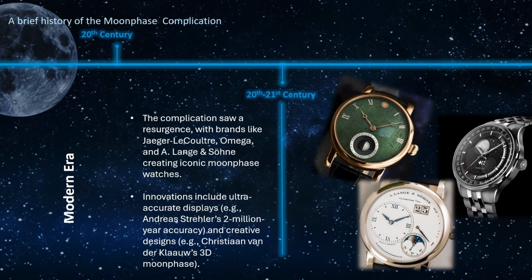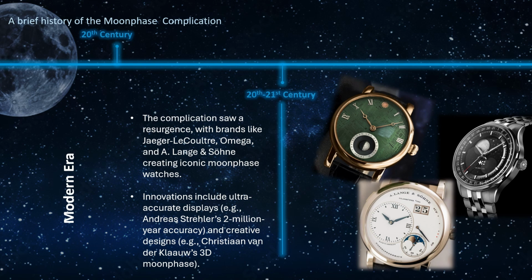Modern interpretations. In the late 20th and early 21st centuries, the moon phase complication experienced a resurgence in popularity. Watchmakers began reinterpreting the traditional moon phase display, experimenting with new materials, designs, and levels of accuracy. For example, A. Lange & Söhne's Lange 1 moon phase and Blancpain's Villeret Quantième Complet are celebrated for their precision and artistry. Some brands have pushed the boundaries of the moon phase complication even further.